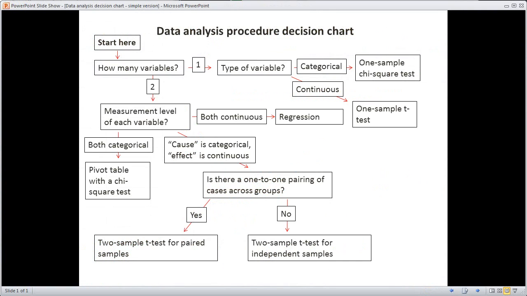Finally, let's look at how you can know when it's appropriate to do a regression analysis. If you think about the analysis we just did, how many variables were involved? Well, there were two. There was number of hours typically spent watching television, and there was the percentage of body fat. So we have to follow the two-variable path here.